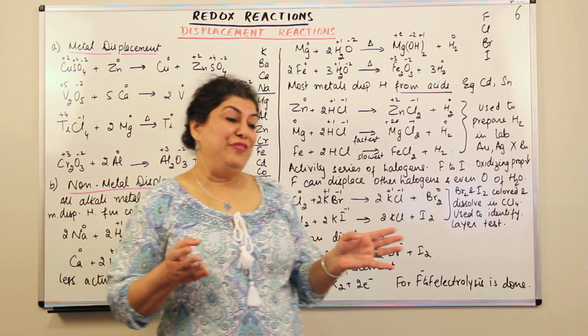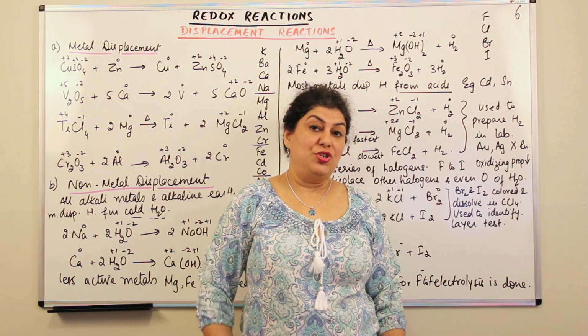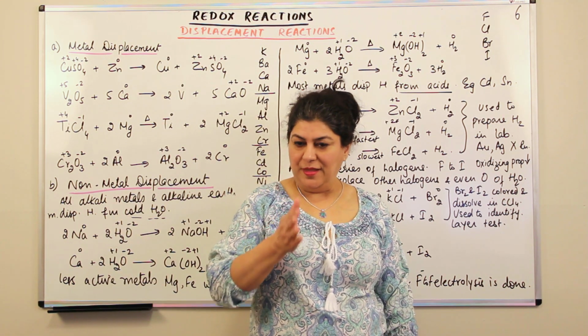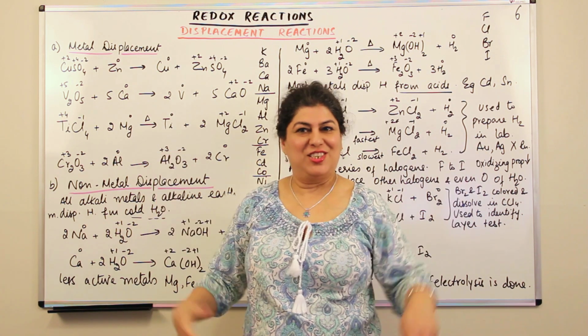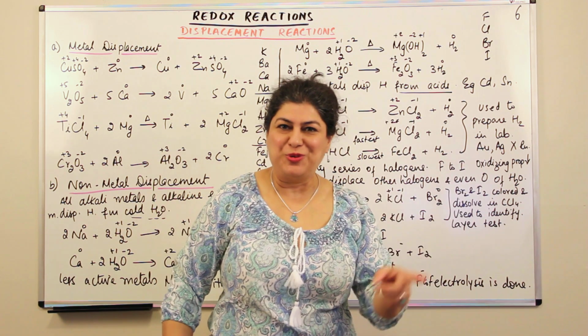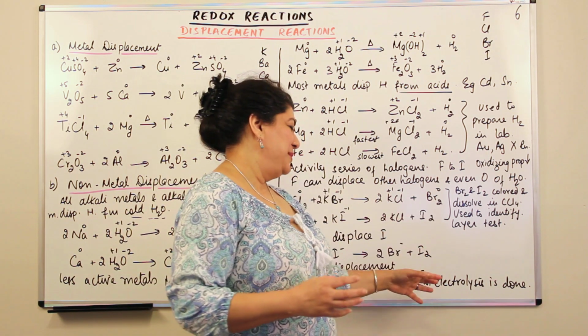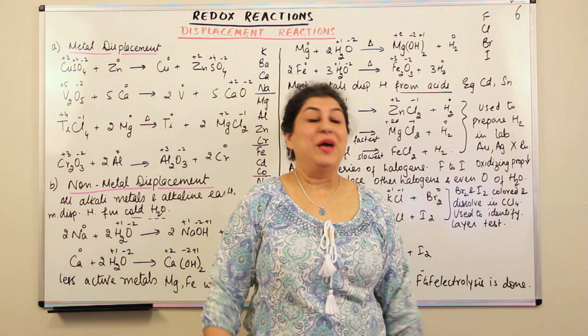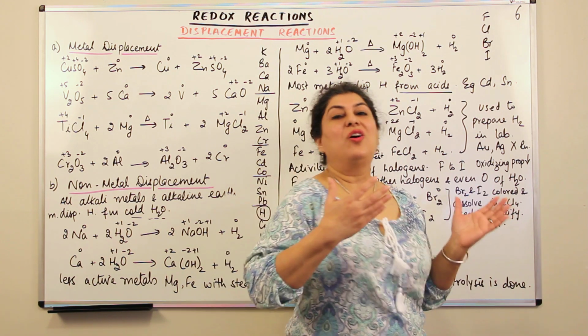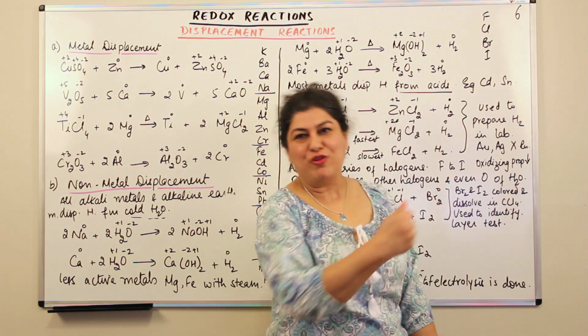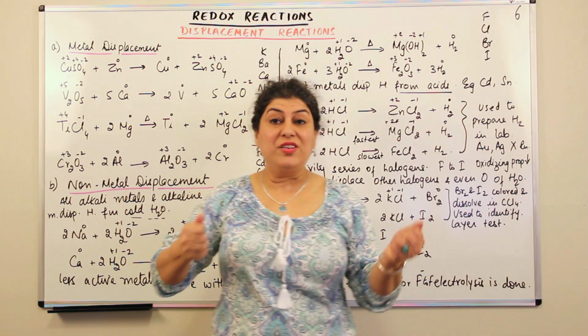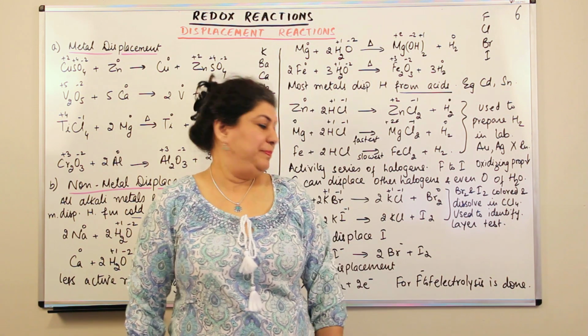So if a child does not listen to you directly, then what do you do? Give him electric shocks. He will have to do what you want. So fluorine is so strong that it is not possible to displace it chemically. So you have to resort to electrolysis, a strong method. You really have to force that reaction. So you use electricity to carry out that reaction.